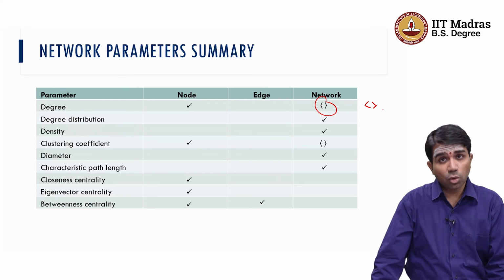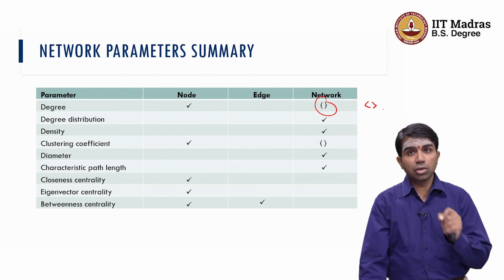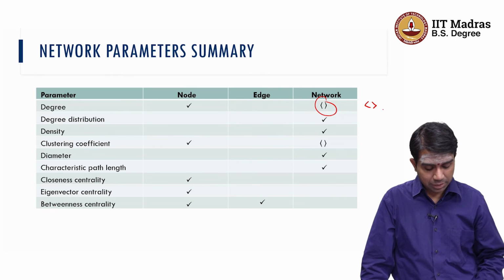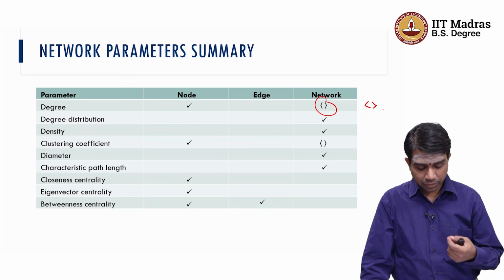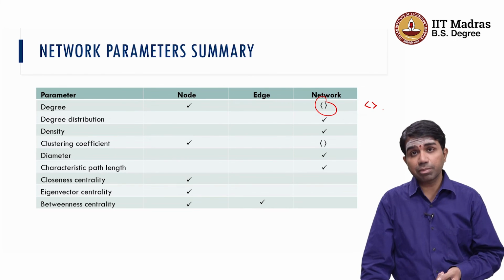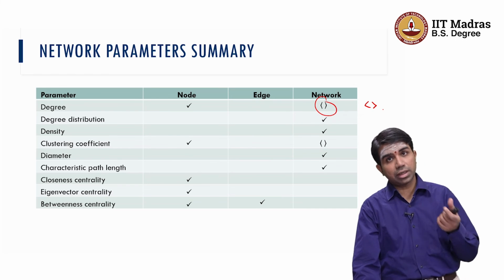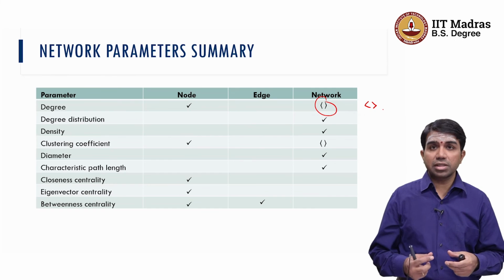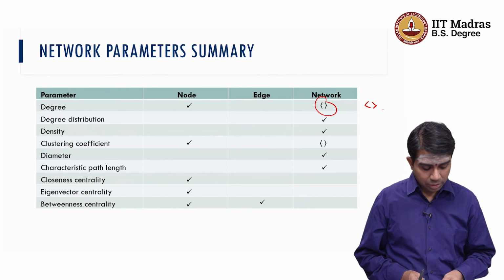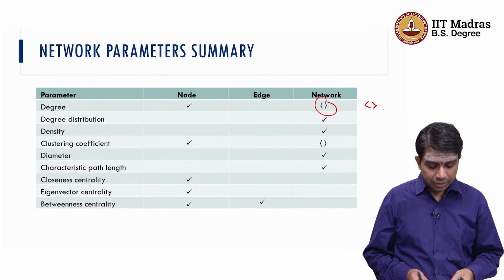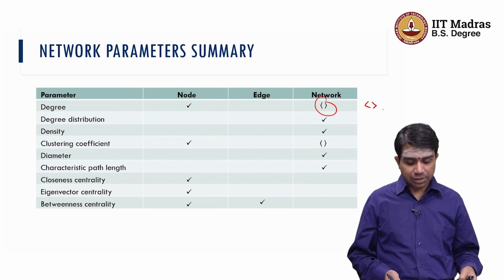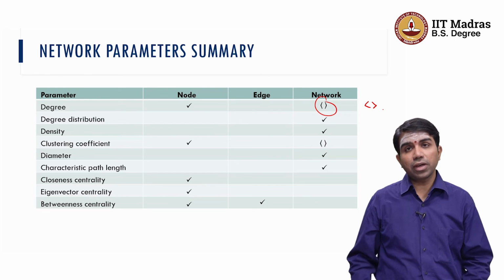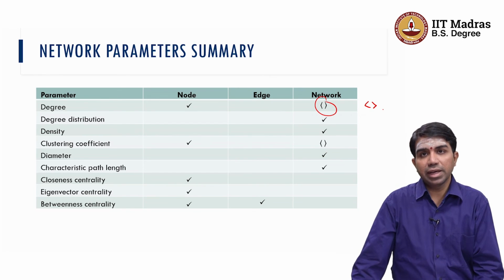Clustering coefficient again is a node centric property. It is for a single node in the graph, but you can again average it for a network to see how clustered your network is. Diameter again is a network property. Diameter tells you the maximum separation between two nodes on the graph, whereas characteristic path length tells you the average separation between two nodes in the graph. And then you have closeness, eigenvector and betweenness centrality, which are basically defined for nodes. You can also define betweenness centrality for an edge.